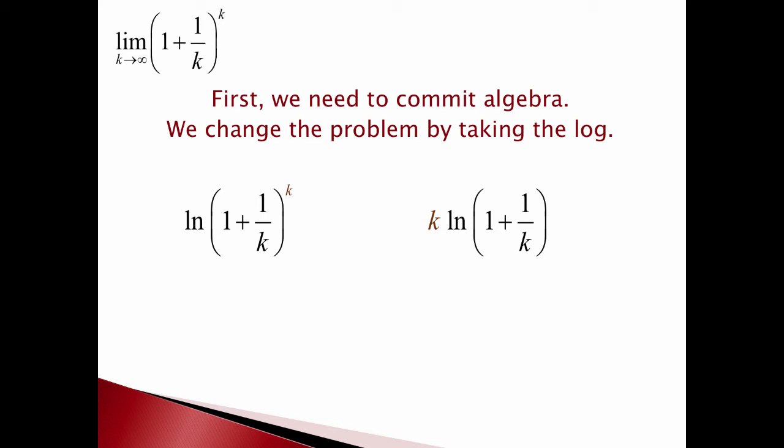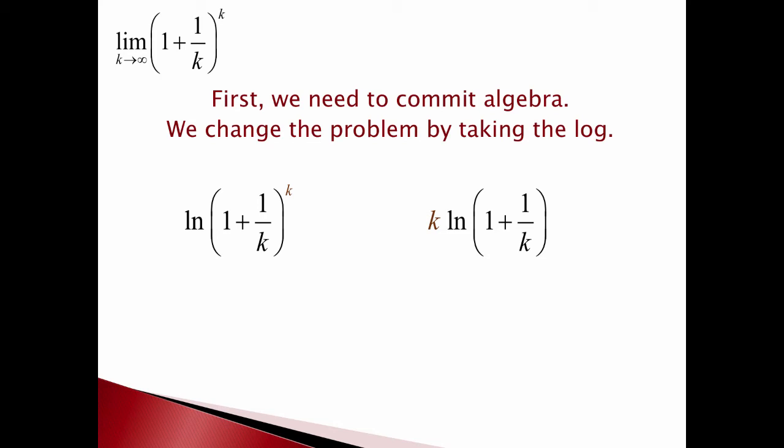So you see my little brown k there that I can bring down in front and make it k log of 1 plus 1 over k. Okay, so remember I said L'Hopital's rule is great for things that look like a fraction that's 0 over 0 or infinity over infinity. How do I make this look like that? Well, I need to get a fraction somehow, so I do one more little bit of algebra.